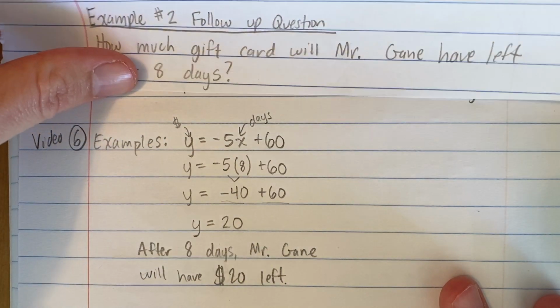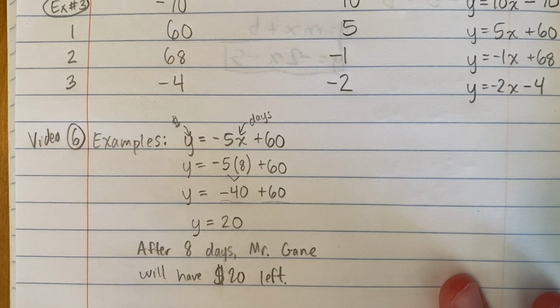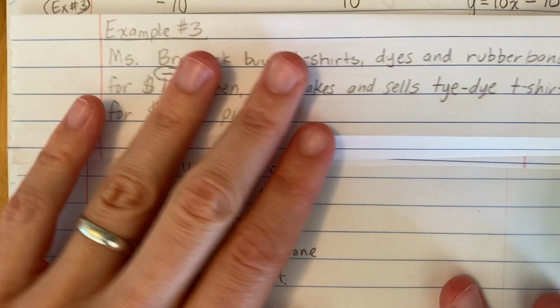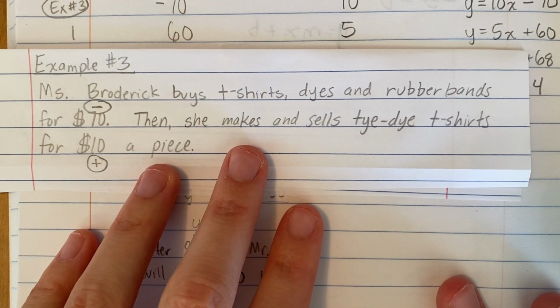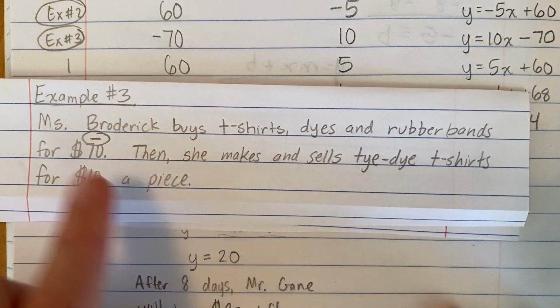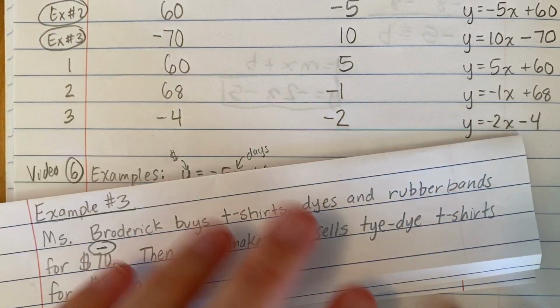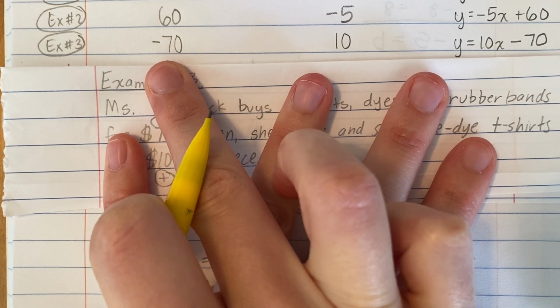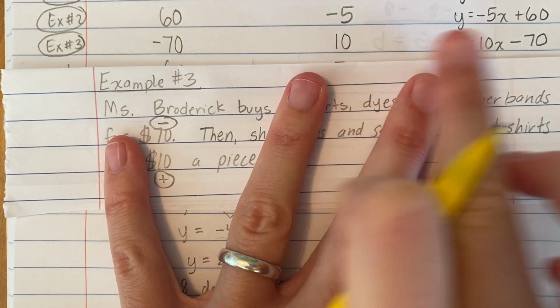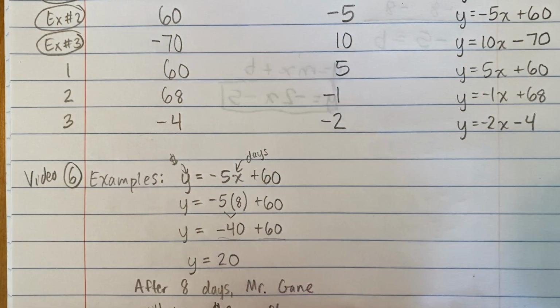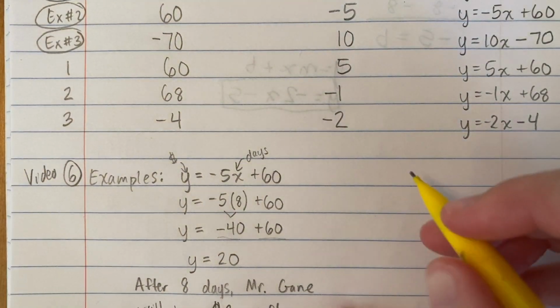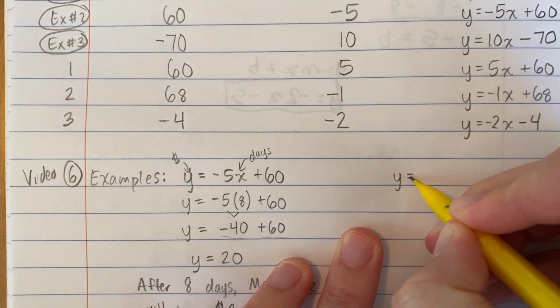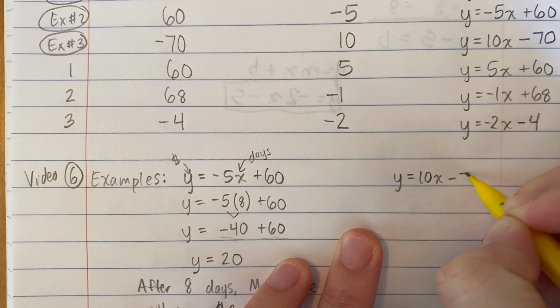Okay, let's do another example. Remember example number 3 that we worked on was about me and my tie-dye shirts. I bought t-shirts and dyes and rubber bands for $70, and then I made shirts for $10 a piece. We came up with the starting point as negative 70 because I spent 70, and the rate of change was 10. My equation was y equals 10x minus 70. Let's copy this down: y equals 10x minus 70.